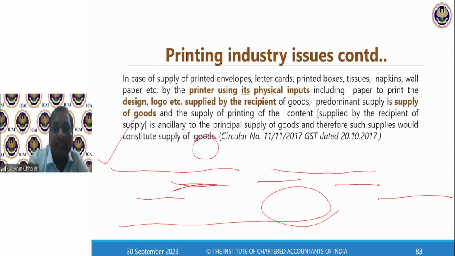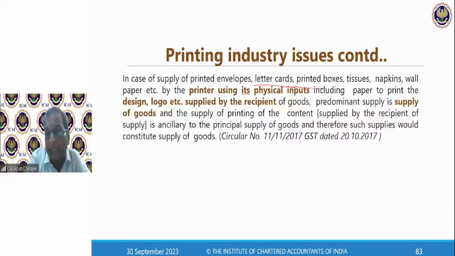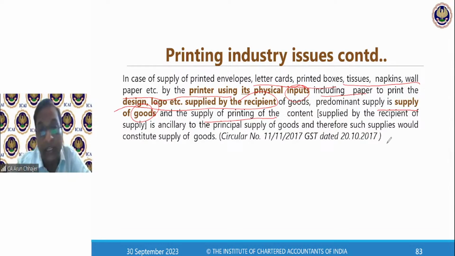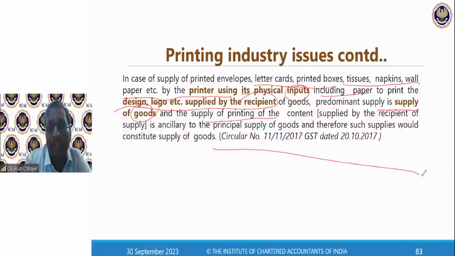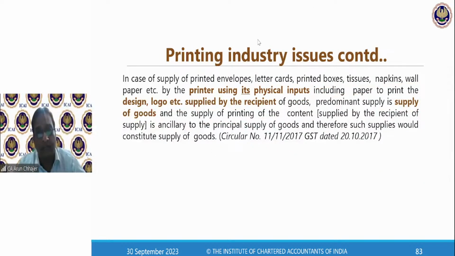Whereas in case of printed envelopes, letter cards, printed boxes, tissues, napkins, wallpaper, where the printer uses physical input, including paper, to print the design or logo supplied by the recipient, it will be considered predominantly a supply of goods. The printing would be ancillary in nature, and therefore it is rated as a supply of goods and chargeable accordingly. So these two points have been clarified by Circular 11.